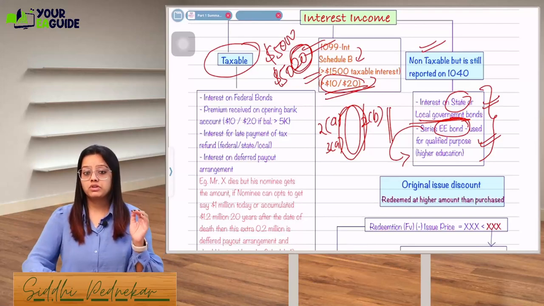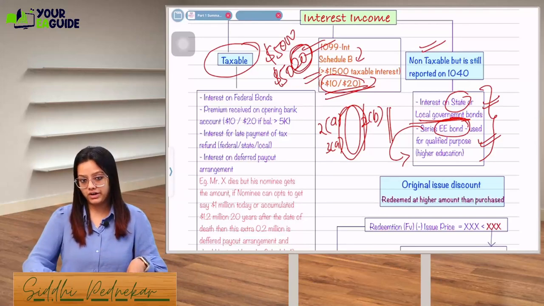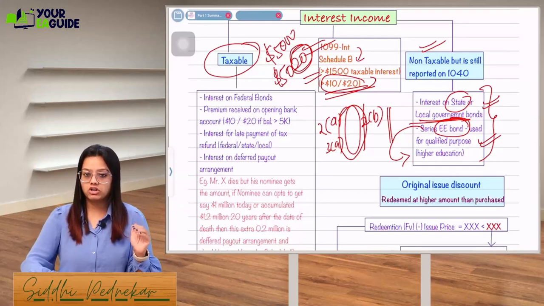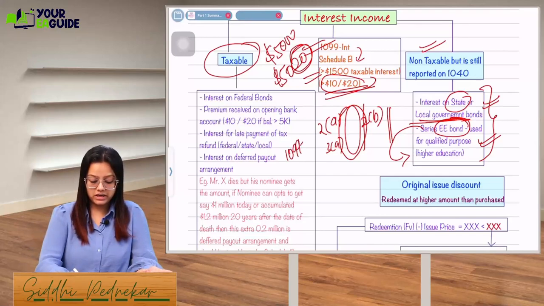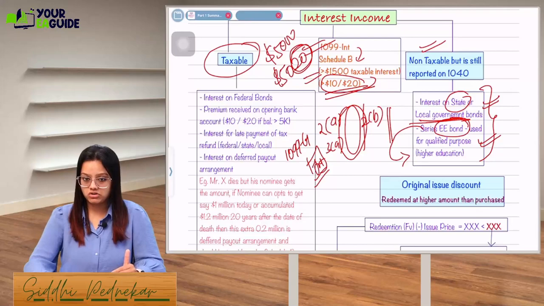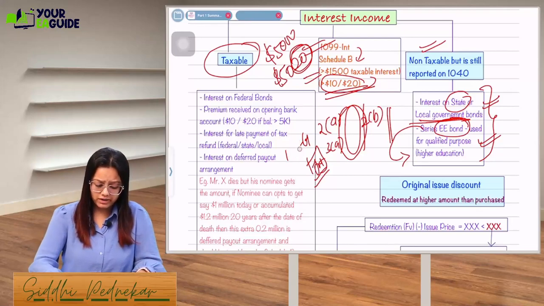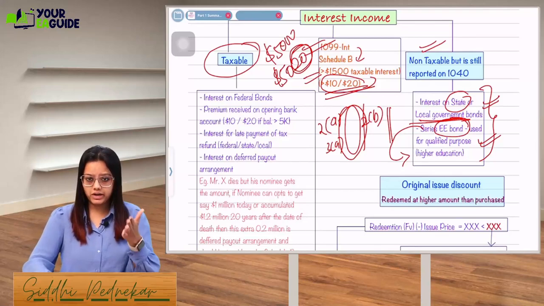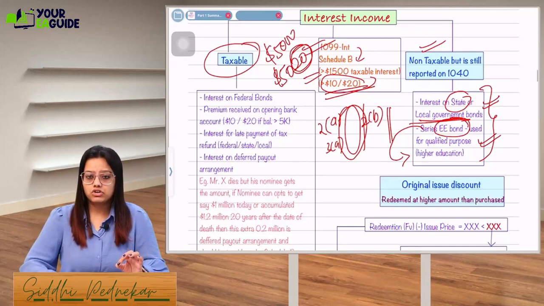Third one is interest for the late payment of a tax refund. When you are going to receive a refund, and if the federal or the state or the local government fails to pay you the refund on time, they will also pay you interest. For that you receive a 1099-G. In that, the interest column is mentioned with an amount: on this refund you have received this much interest. Whatever interest you receive, even from the federal government, for the refund amount will be added as interest income.